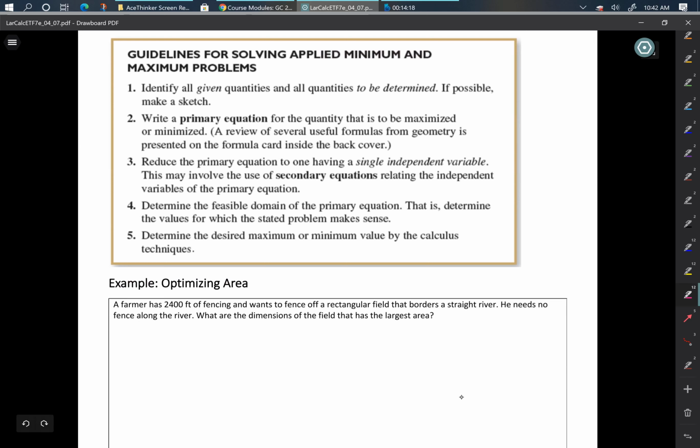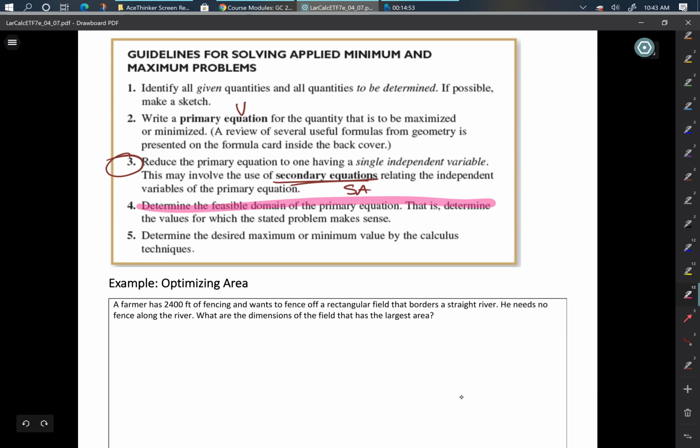Right? First step is to identify all given quantities and quantities to be found, and make a sketch. Now, in the last problem, I didn't have to do that because someone did that for me. They drew me the picture. They labeled the dimensions, x and h, and all that. We write a primary equation. The primary equation that we wrote there was the volume equation. Okay? The secondary equation was the surface area equation that we used to do the substitution. And this step 3 right here is only if you need to. Okay?